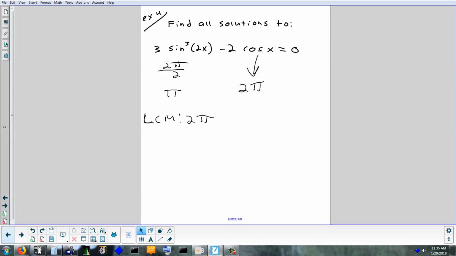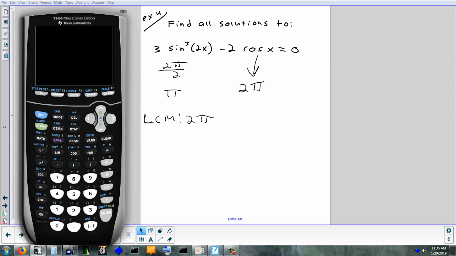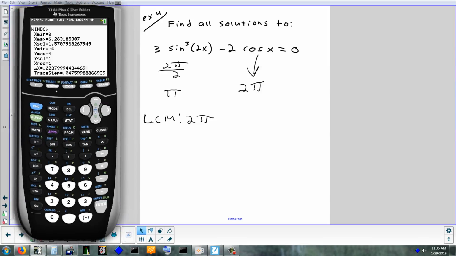All the LCM is really used for is to set the window on your calculator. That's it. So set your window from 0 to 2 pi. Is it always going to be 2 pi? It might not be every time. But a lot of times it is. All right, 0 to 2 pi, we're good.